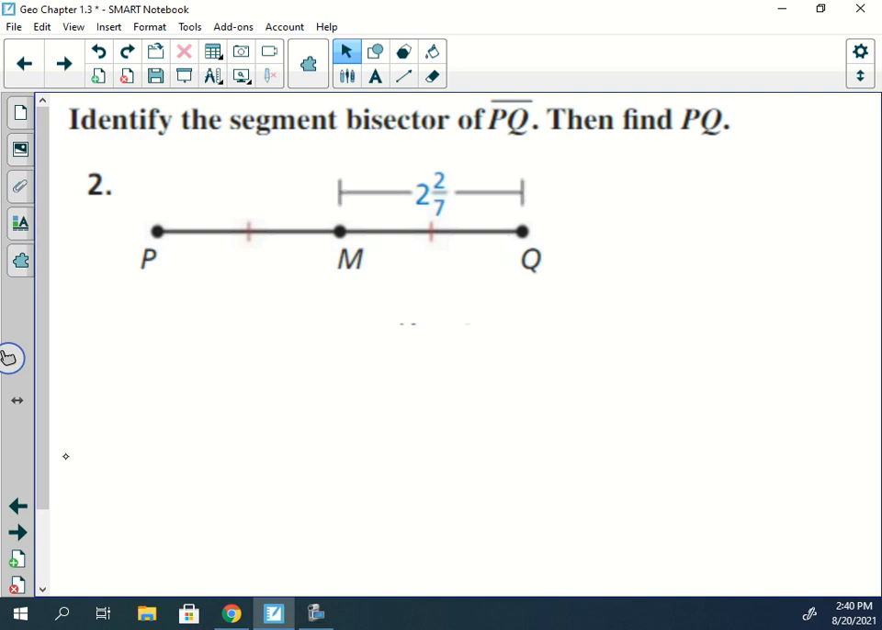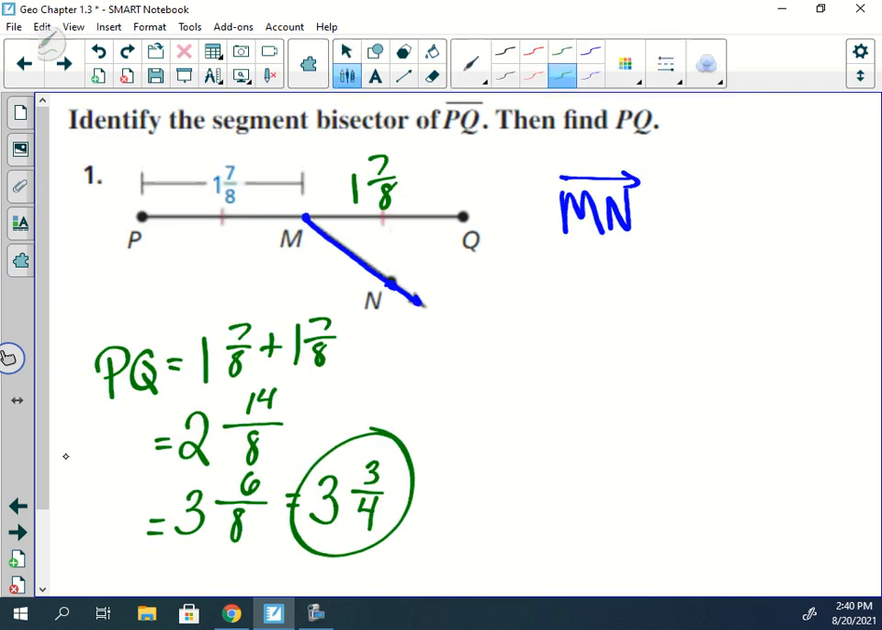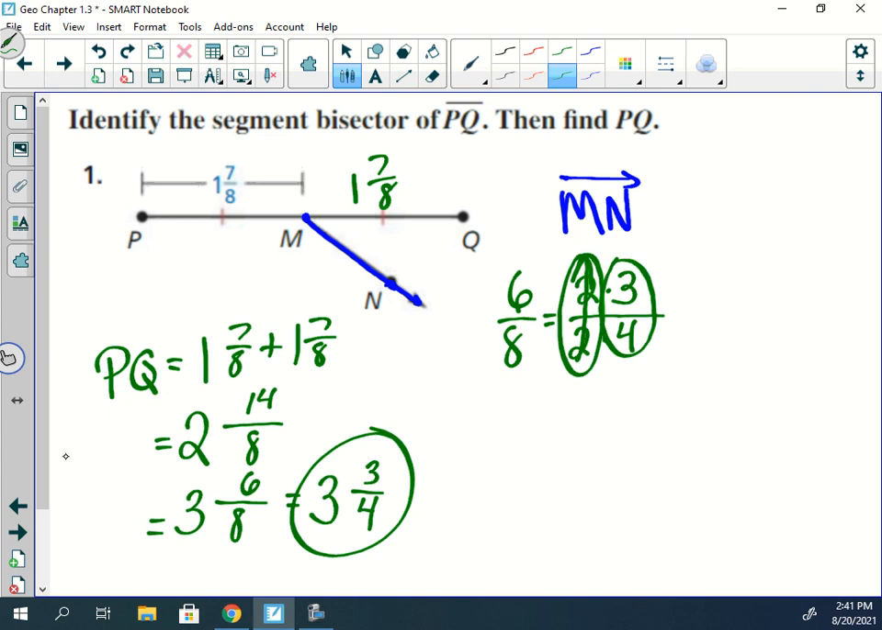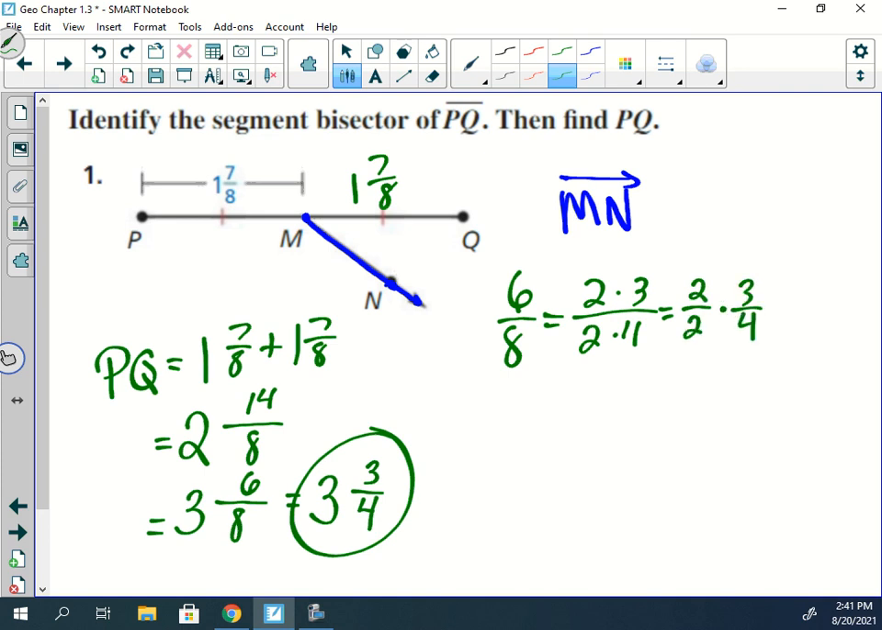How did you get that to a 3? So 6 and 8 both have a common factor of 2. So 6/8 is the same as saying 2 times 3 is 6, and 8 is 2 times 4. Whenever we have a number that's being divided by itself, it becomes 1. So it is 2 times 3 over 2 times 4, which is the same as 2 over 2 times 3 over 4. 2 divided by 2 is 1, which just leaves us with 3 over 4.